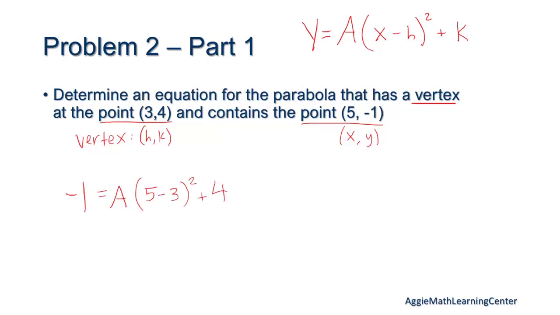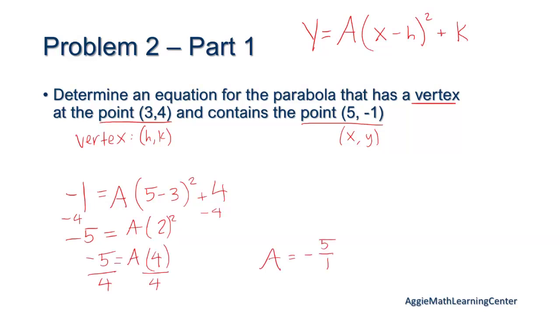Now I will just solve it. We're just going to solve for a. So 5 minus 3 is 2 squared. And then I'm going to bring that 4 over, minus 4 minus 4. We've got -5 equals a times 2 squared. 2 squared is 4, so we've got a times 4 equals -5, and we'll divide them both by 4. And we've got a equals -5/4.